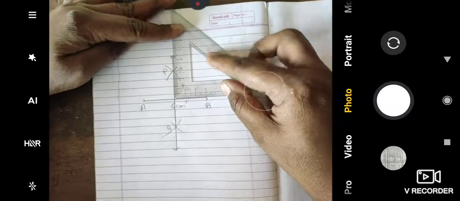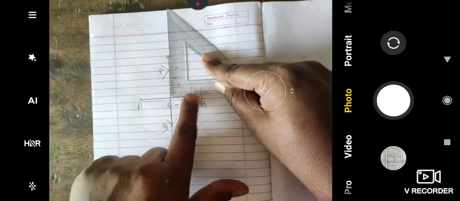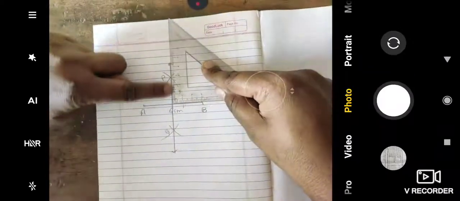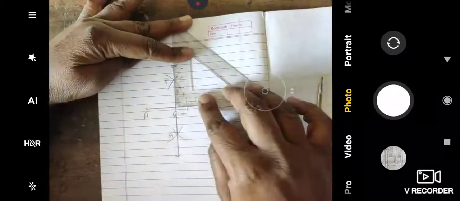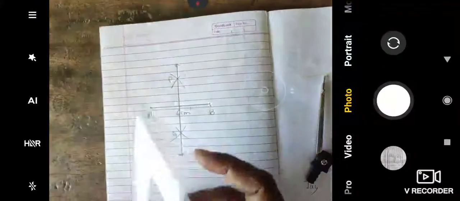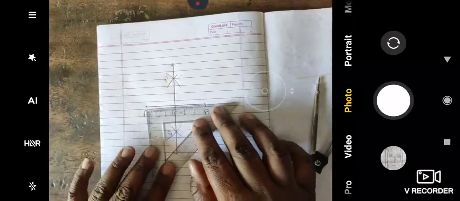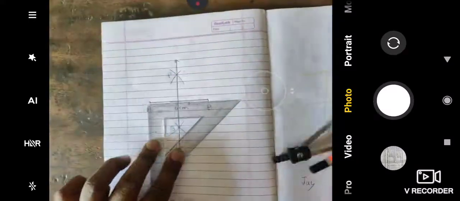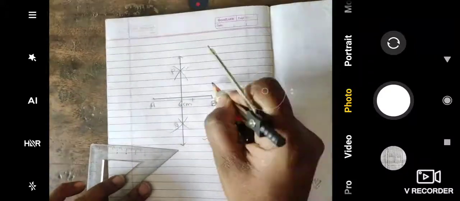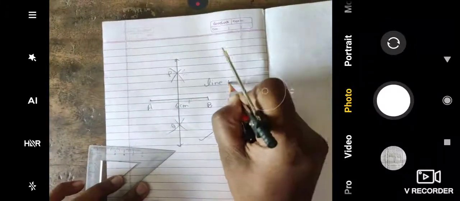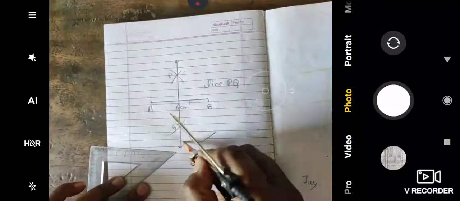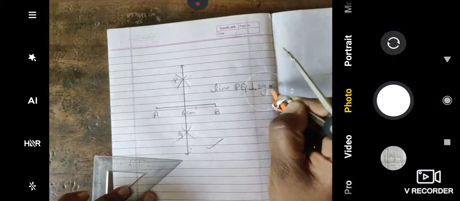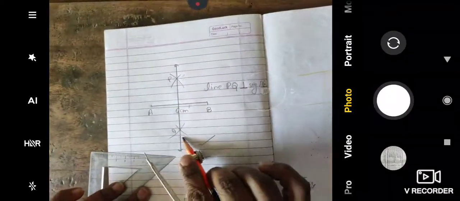If I put this set square with one side joined with the seg AB and this side with the PQ, then it is exactly at right angle. And also I will check whether it is passing through the midpoint or not. You will see here that the line is passing exactly through the 3, so my construction is correct. And how to write this? Line PQ is perpendicular on seg AB. So in this way you have to do the construction.